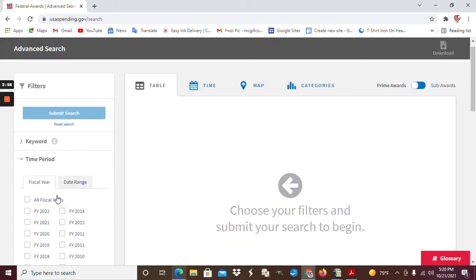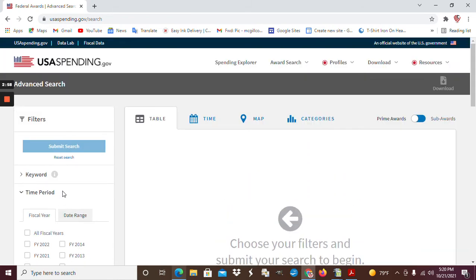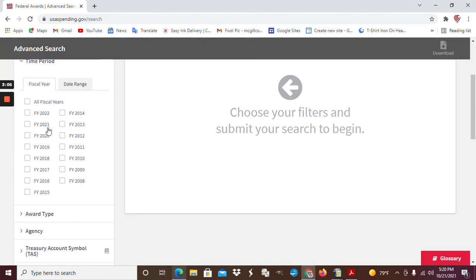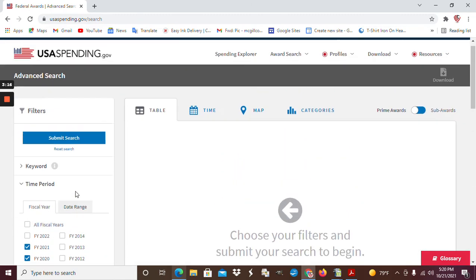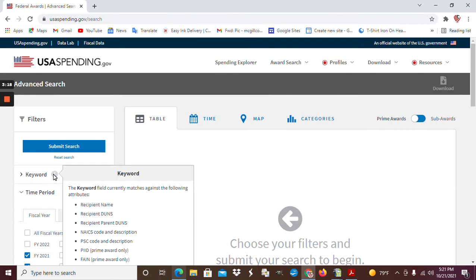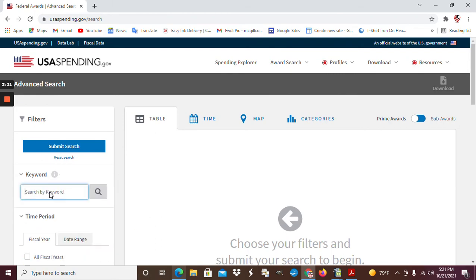Basically what we're going to be doing is a search, say janitorial. This government spending goes all the way back to 2008, but we're just going to cover 2021 and 2020. We're going to do an award search for, say, the keyword janitorial. Come up here and click submit search.